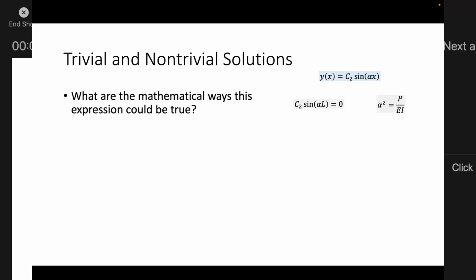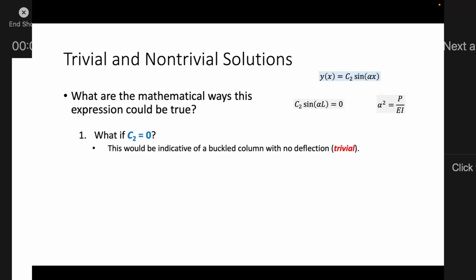So let's talk about this. What are the mathematical ways this could be true? Okay. Could C2 be 0? Well, C2 could be 0, but think about what we found. We found that C1 was 0, and we found that C2 is 0. So if C2 is 0, that would mean there's no displacement. And if there's no displacement, that means it hasn't buckled at all, right? That's not the point. We're trying to figure out what load causes buckling. And so if we're talking about a situation where C2 is 0, that doesn't make sense. I'm calling that a trivial solution, okay?